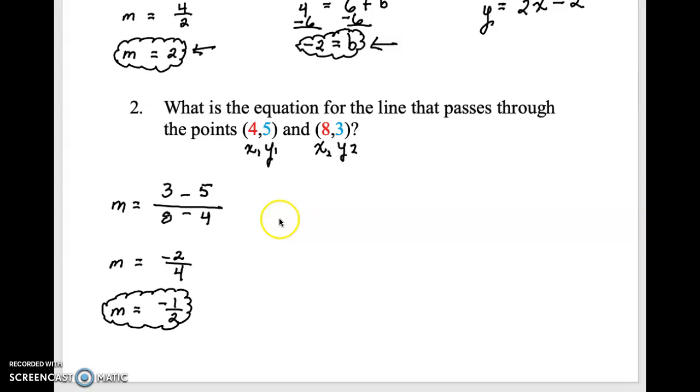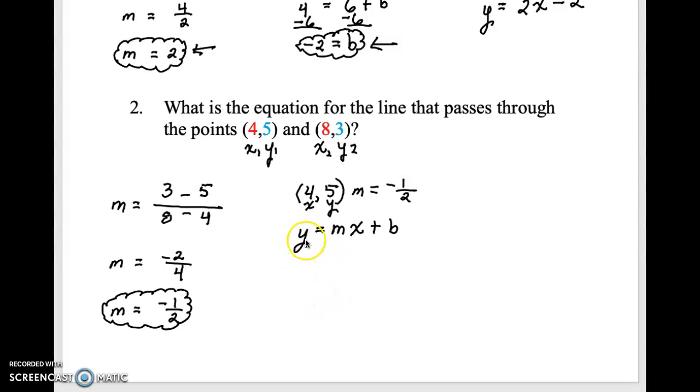Next up, we pick a point. I like to use the first point, so (4, 5). We also use our slope, which is m equals negative 1 half. And we plug into our equation y equals mx plus b, remembering that our 4 and our 5 are the x and y values here.